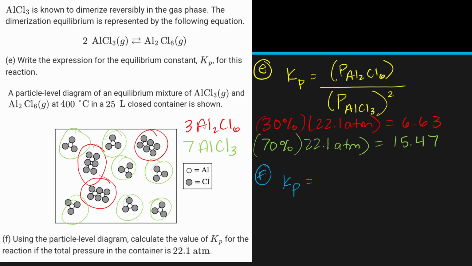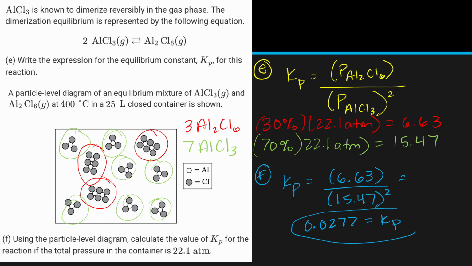So first we have our product. Our product is Al2Cl6, so that partial pressure is 6.63 atm. And then our reactant is 15.47, but it is raised to the second power. So we're going to go ahead and plug those values in, and we end up getting 0.0277 for our Kp value.